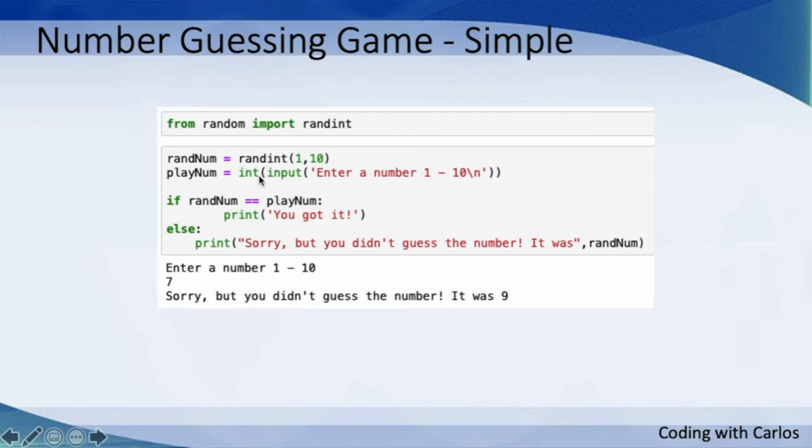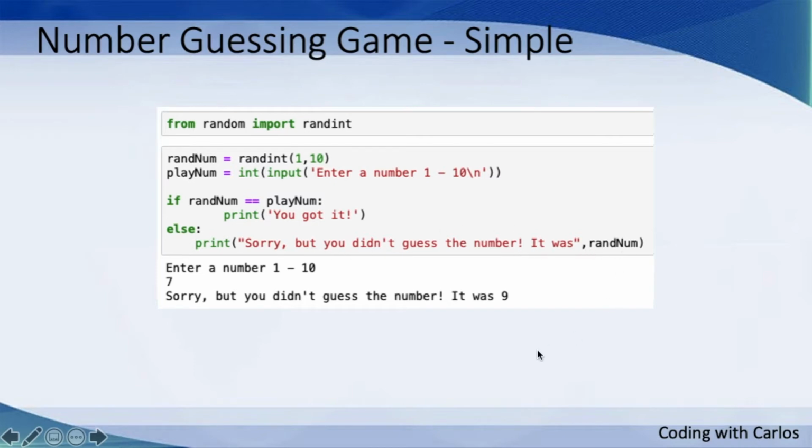And then whatever they enter is going to be a string. If you want to do any of the mathematical functions with it, you need to change it to an integer, which we'll do with the function here. So now play num is going to have whatever integer that the player enters. Then we do a simple check. If the random number that was generated is the same as the play number that was entered by the player, then we can print, you got it. If not, then we're going to tell them, sorry, you didn't guess the number, and then tell them what it was.